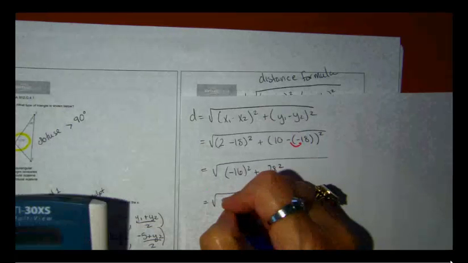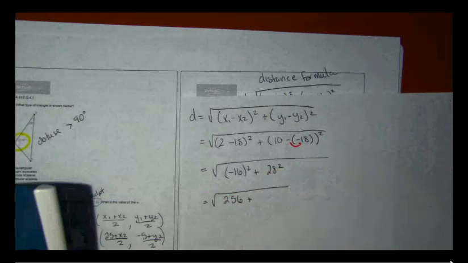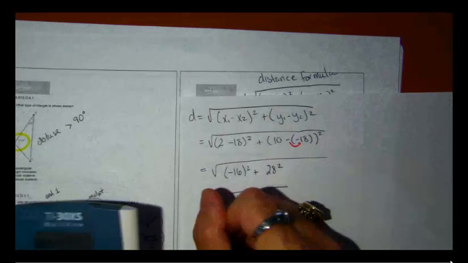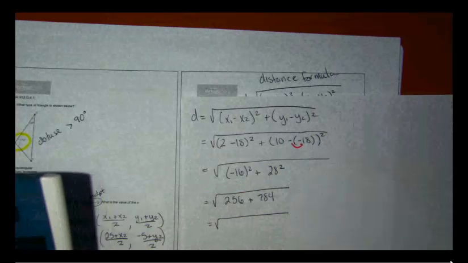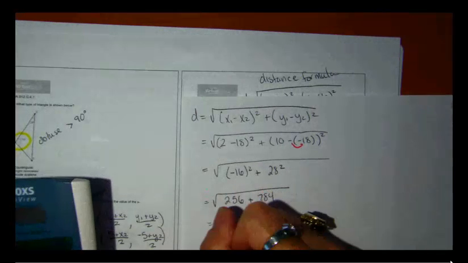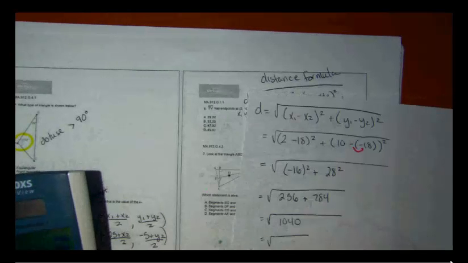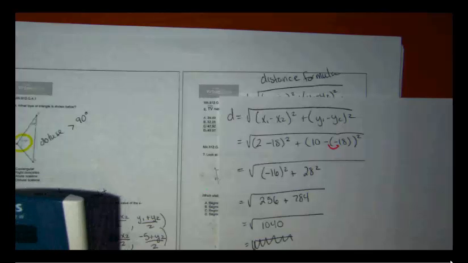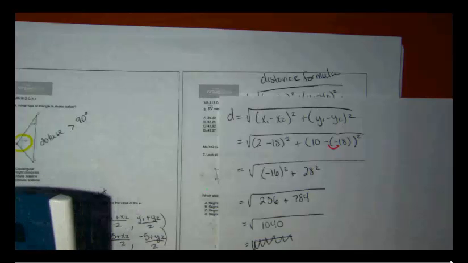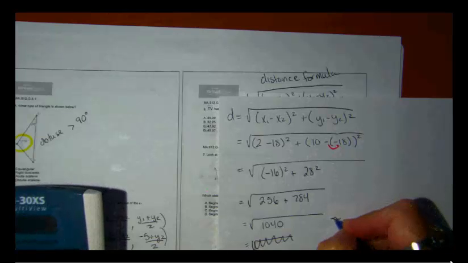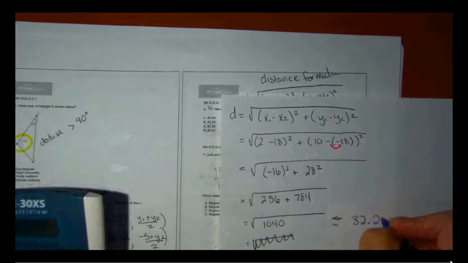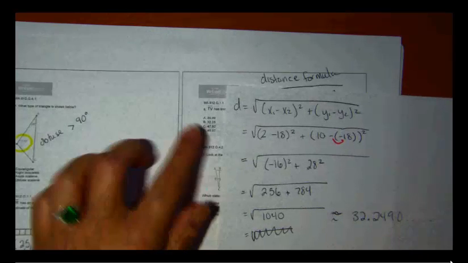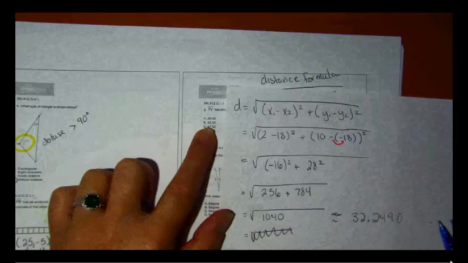Squared is 256. 28 squared is 784. Sorry, I don't know why I did that. Which is approximately 32.2490 and some other stuff. So we have 32.25 right here.